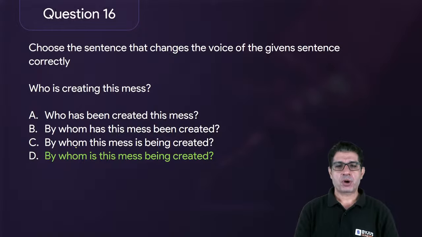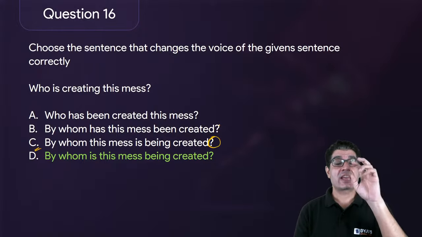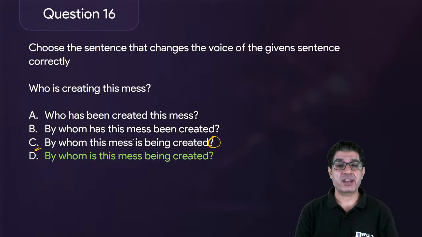D. The problem with C is that you notice it is a question, and in a question, your helping verb comes before the subject. What is it doing after the subject? So that is the problem with C. A lot of you have also chosen B.